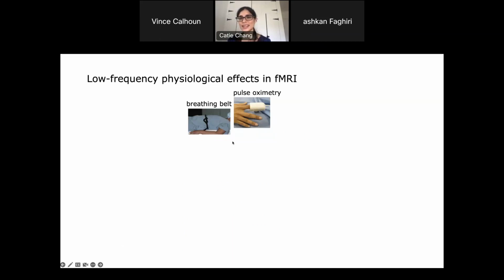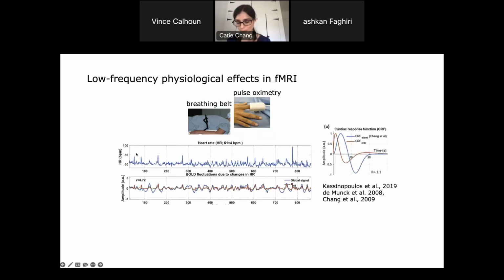Typically, a belt around the abdomen and a pulse ox are used to monitor these kinds of peripheral fluctuations. And one way that we have been relating these kinds of signals to fMRI changes is through transfer functions. If you were to measure a person's heart rate over time and convolve it with filters that look potentially like these kinds of shapes, you can estimate a component of the BOLD response that may be at least co-varying with that change in heart rate.